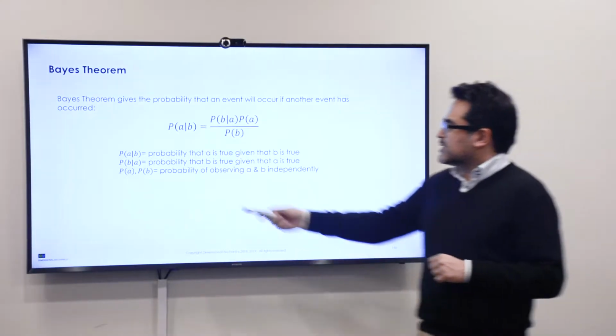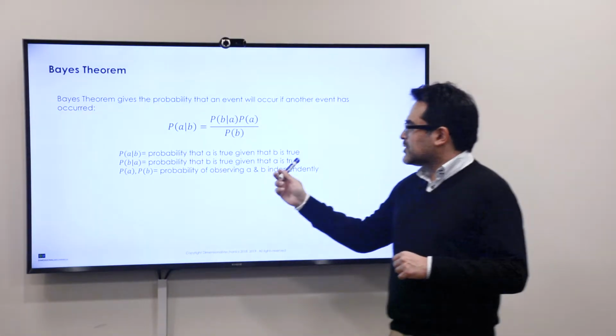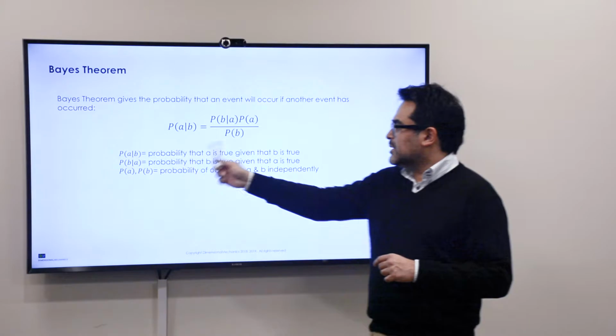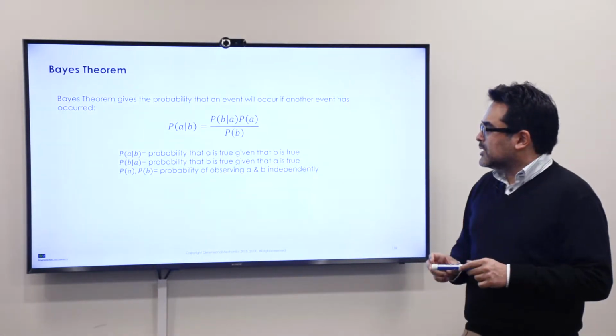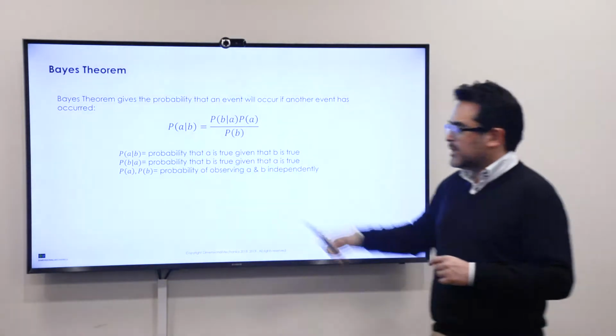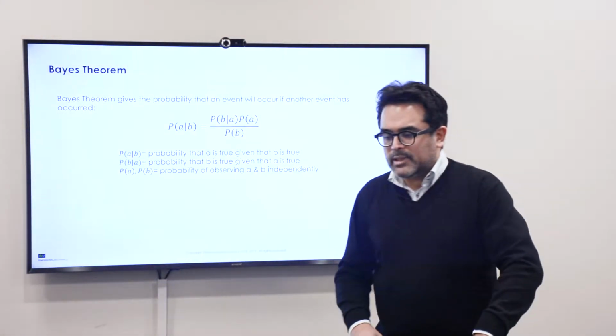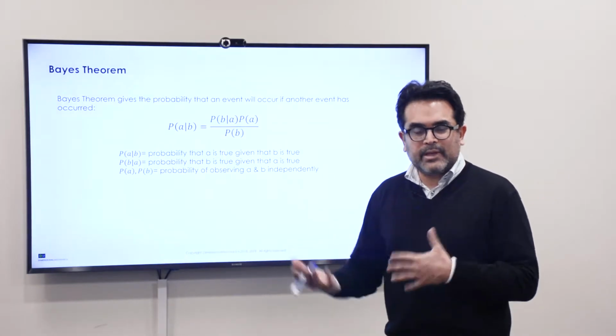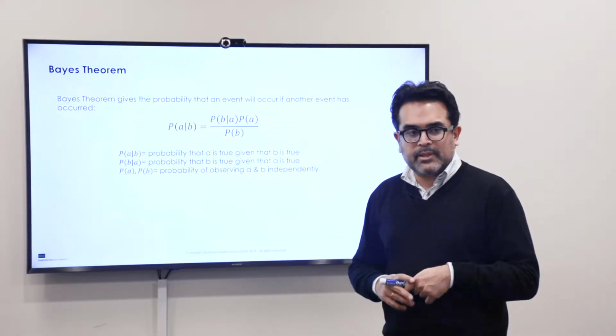The way to read it is the probability that A is true given that B is true, or if you flip it over, the probability that B is true given that A is true. And then the probability of observing A and B independently. What that basically means is that it compensates for variations in population size.